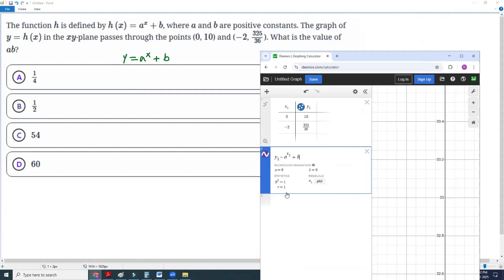Here I got the values of a and b in Desmos. a equals 6 and b equals 9. And our aim is to get the value of a times b, that is 54. Okay, here we find 54 in answer choice C. The correct answer choice for this question is C. Okay, let's go to the next problem.